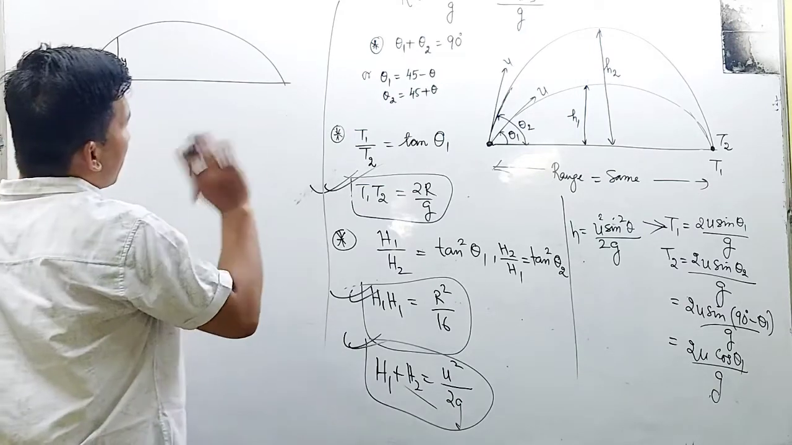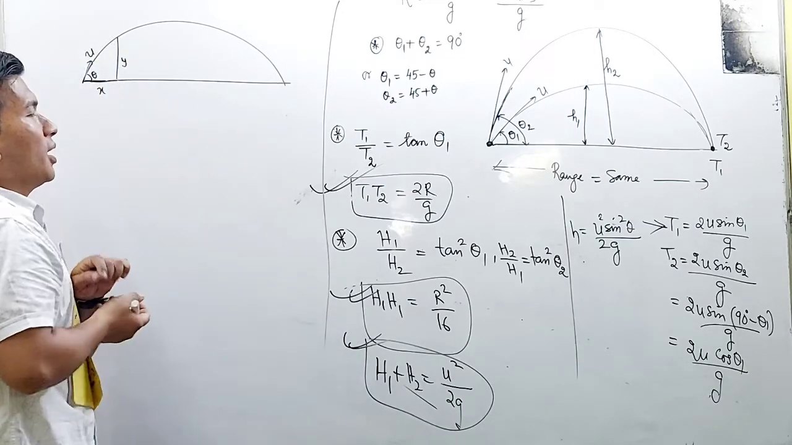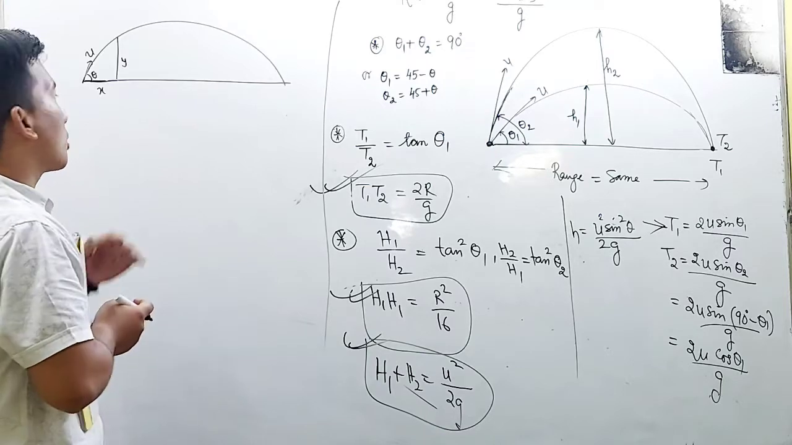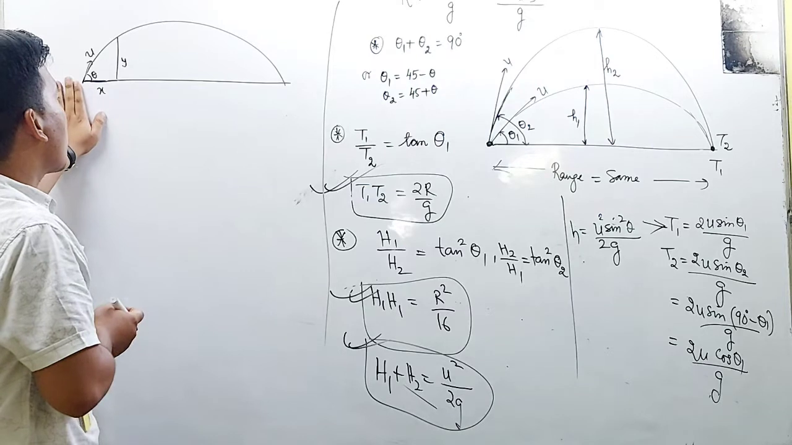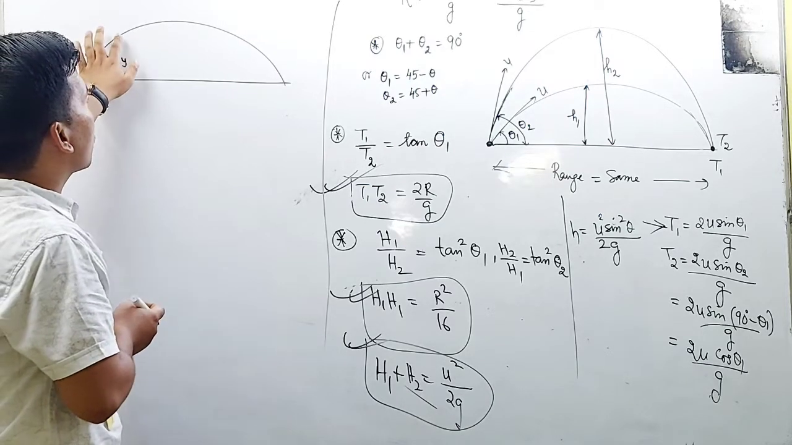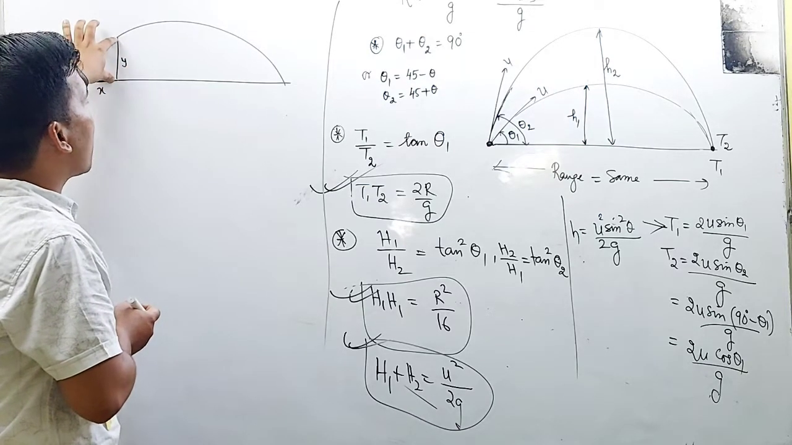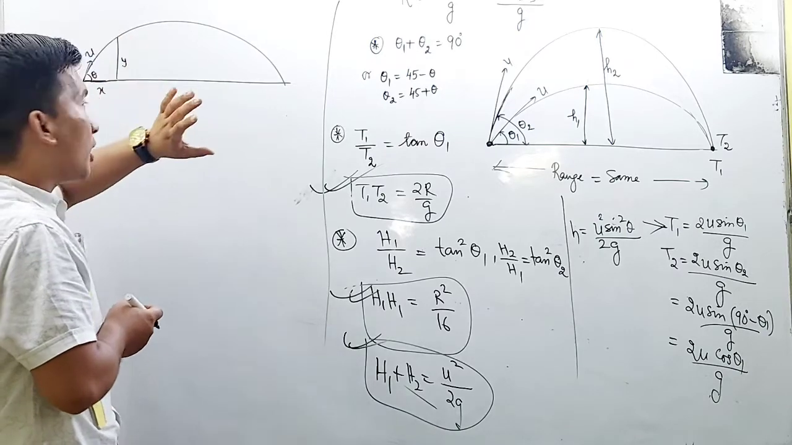Today, a very simple logic. A stone is thrown such that it just passes through the top of a building or the top of a tree. I am not talking about the maximum height reached by this projectile.